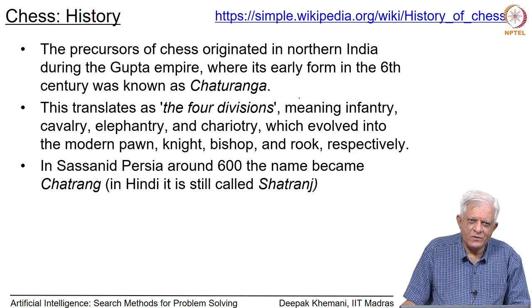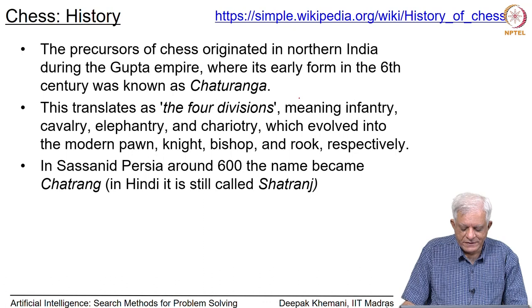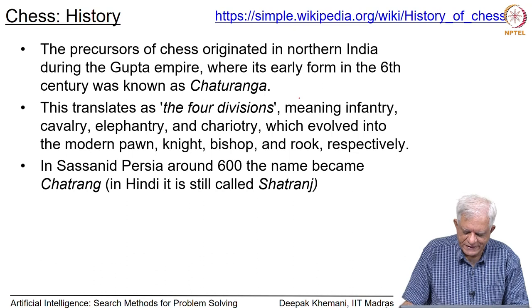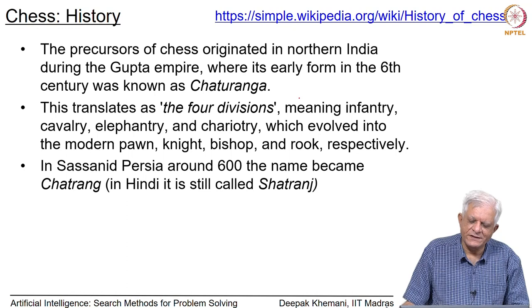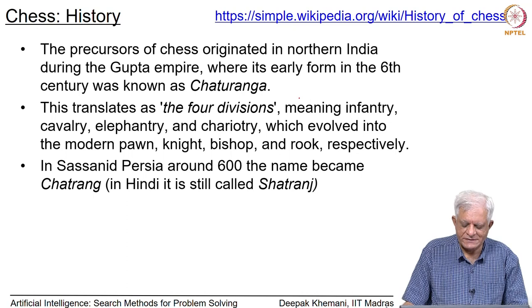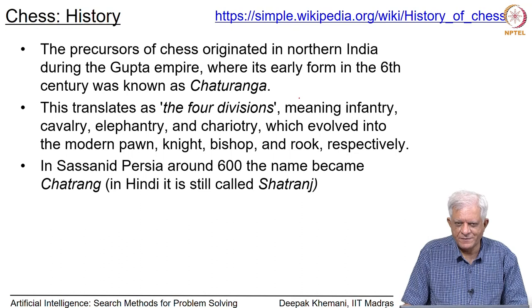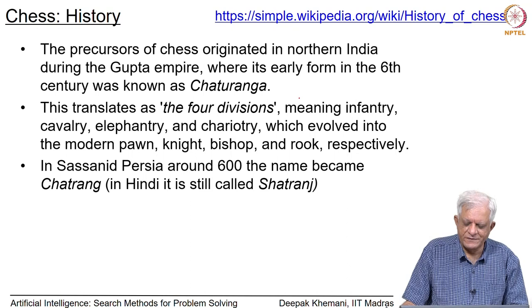The game moved westwards from India towards Persia, which is current day Iran, and around 600 AD came to be known as Chatrang. Now, Hindi speakers in India would recognize that we often refer to chess as Shatranj, which obviously is related to the word Chatrang. You might have seen the famous film by Satyajit Ray called Shatranj Ke Khiladi, which was based on a story written by Munshi Premchand. So, the word Shatranj is still often used in India for the game of chess.